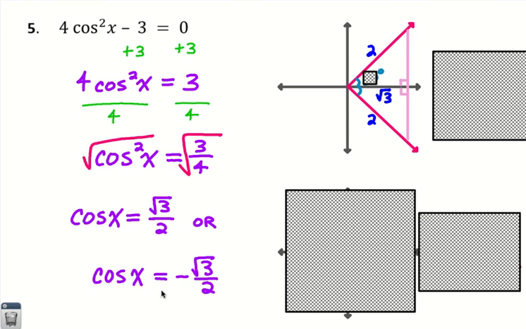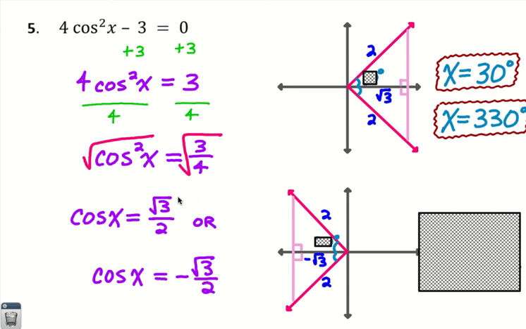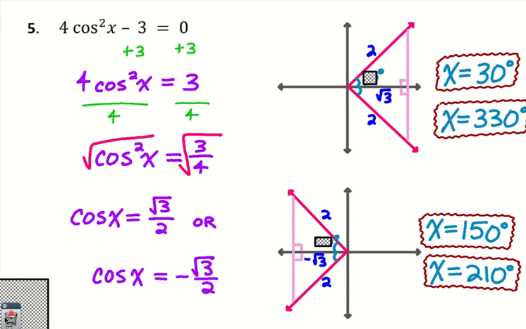The pictures would be like so, because cosine would be positive in quadrants 1 and 4, but negative in quadrants 2 and 3. But just going to your cheat charts, from this one, you would get 30 degrees or 330 degrees, and from here, you'd get 150 degrees or 210 degrees, because the reference angle in your pictures would be 30.